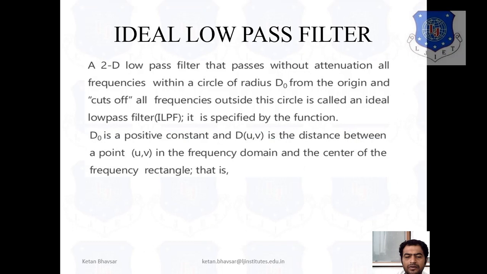d0 is a positive constant, and D(u,v) is the distance between a point (u,v) in the frequency domain and the center of the frequency rectangle. So as you can see, this is the equation for applying the ideal low pass filter.